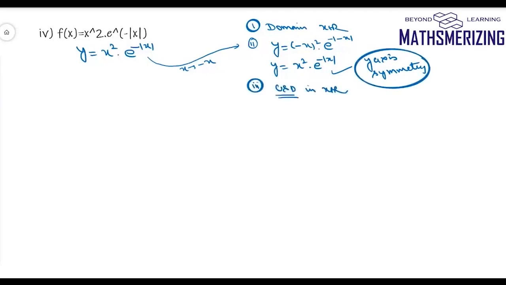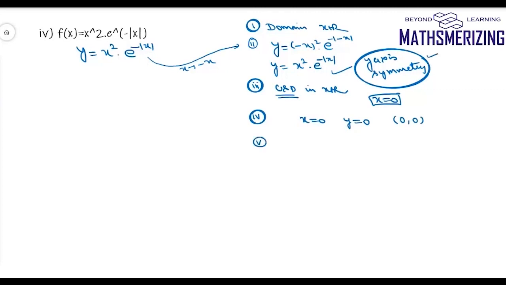Now the third thing is, we need to discuss its continuity and differentiability. Now it is continuous and differentiable in x belongs to R. Actually, I need to check the differentiability at 0 because we do have mod of x. But then when you find the left hand derivative and right hand derivative, you'll find that it is differentiable at x equal to 0. Now the fourth step is to find points of intersection. So if I put x as 0, I'll get y equals 0, and there is no other point of intersection. So the only point where it will intersect is 0, 0.